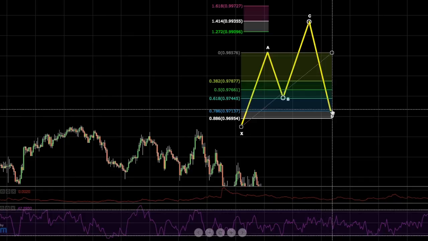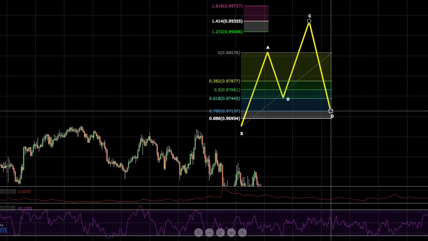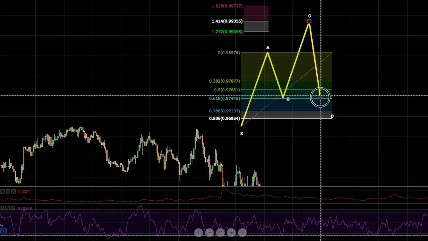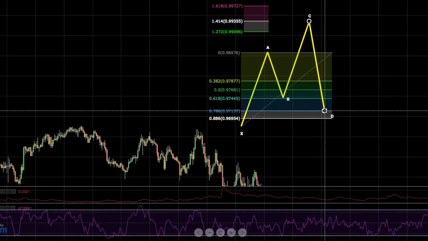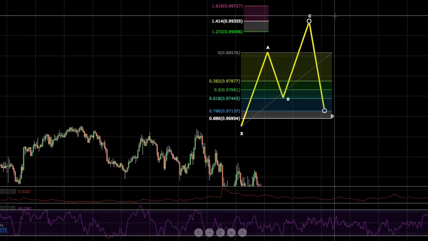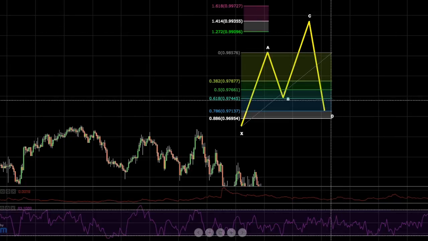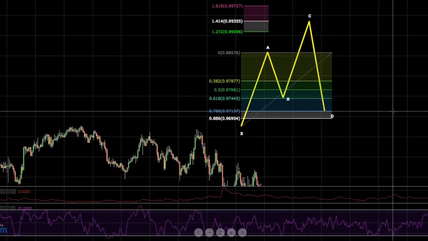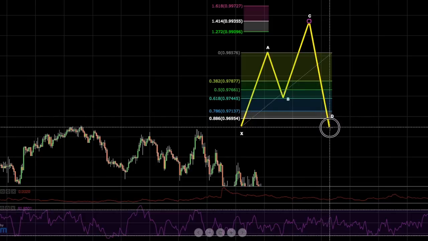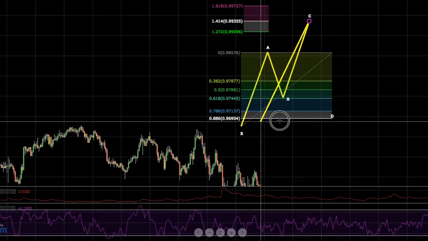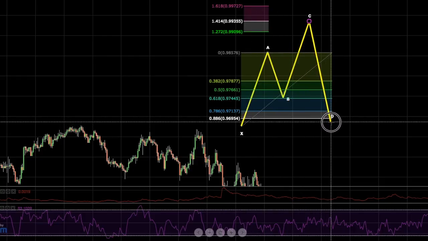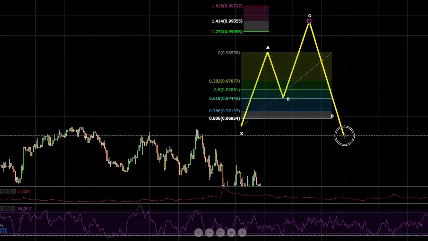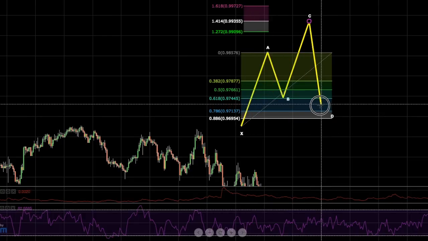Our third rule and our completion point is the C to D point. And that states that we have to at least touch the 786. So that will be our entry point. Here we would place our limit orders. And of course, the pattern is valid until X, but it cannot break X. So even though we exceed our entry, this is still a valid pattern until we break our X leg.